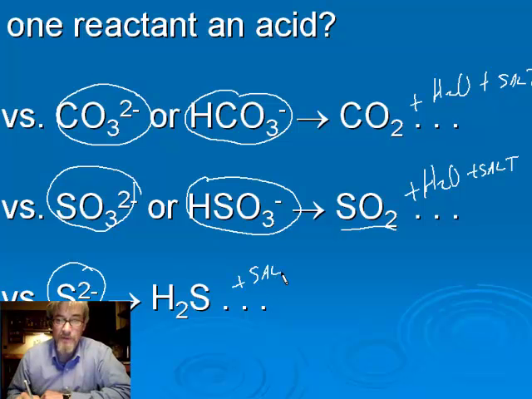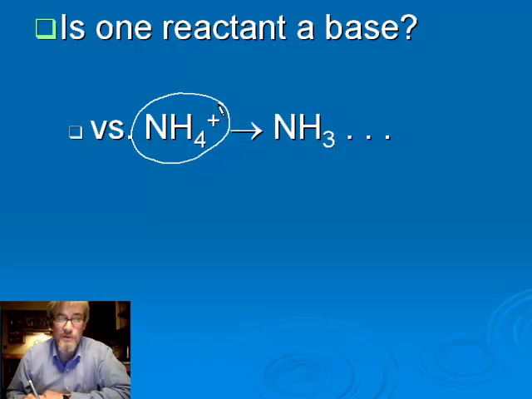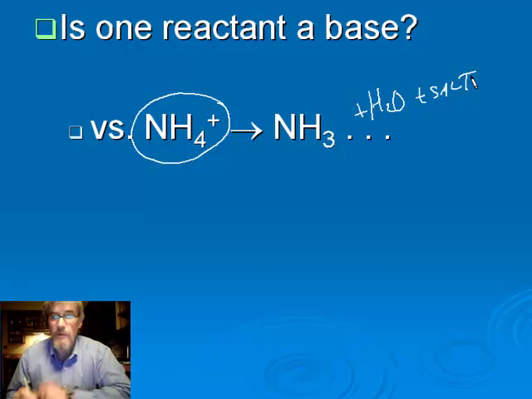Now, if one reactant wasn't an acid, there's still another possibility. One of the reactants could have been a base. If one reactant was a base and the other one wasn't an acid, you can check this out. If the other reactant is a salt of ammonium, then you're going to get NH3 gas, or aqueous, and water, and a salt. So now we know how to deal with any case that we are thrown at that has an acid or a base, or an acid and a base.